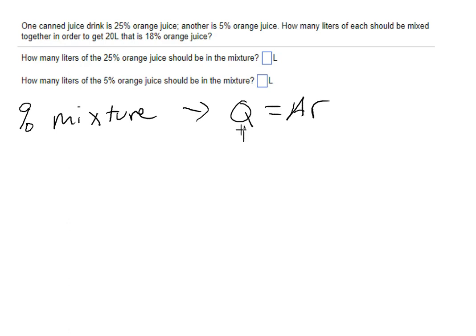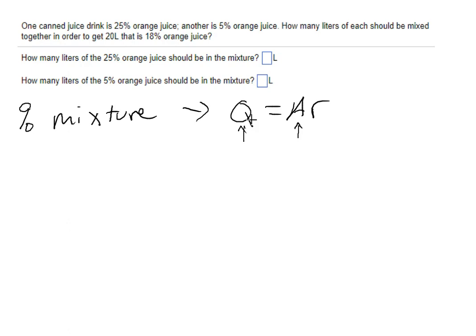Q is, let's start with this side. A is the amount of the canned juice drink. R is the percent of orange juice in that canned juice drink. And if you multiply the percent times the total amount, what you get is the quantity. Q stands for quantity, which is the quantity of orange juice in the canned juice drink.